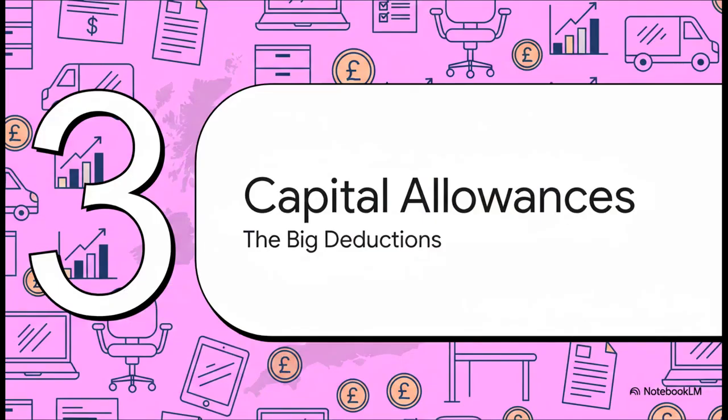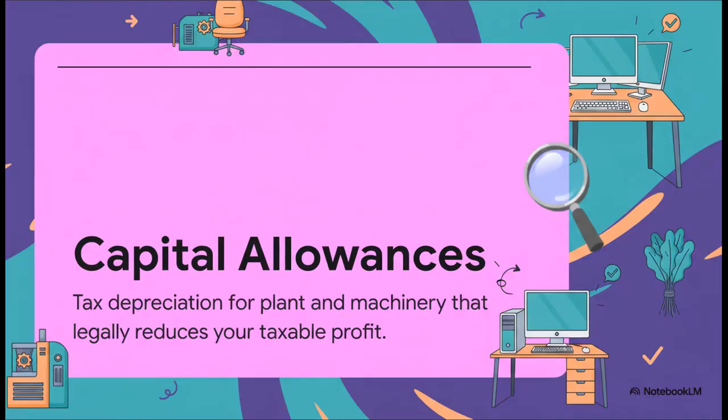Section 3. Mastering capital allowances. The big deductions. So, since we just established that accounting depreciation is completely off the table, how on earth do businesses actually get tax relief for their equipment? Enter capital allowances. These guys are the real MVP of tax deductions. They are the official tax depreciation for plant and machinery that legally reduces your taxable profit. You're basically replacing the fake news of accounting depreciation with HMRC's fully approved capital allowances.